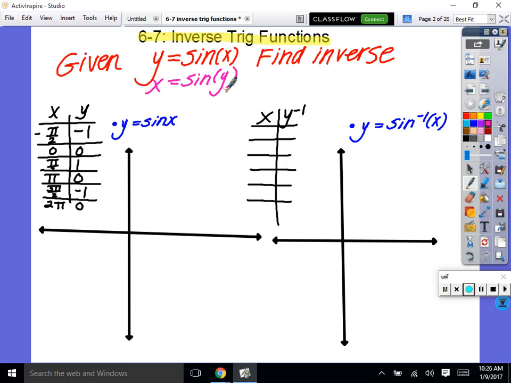Now to undo sine, because y is trapped inside of sine, the only way to undo sine is sine inverse. So we would take the sine inverse of both sides of the equation. Inverse sine and sine undo each other, leaving me with y equals sine inverse of x. So that's what we're going to be focusing in on today, y equals sine inverse of x. Yeah, that's a bullet point.